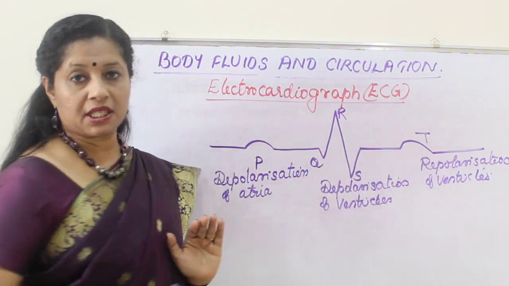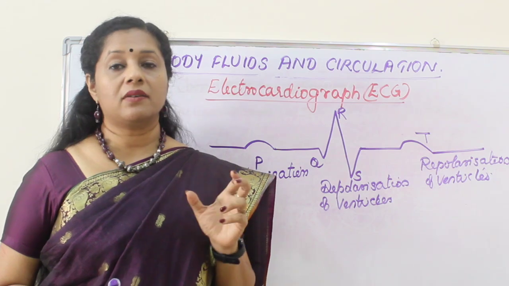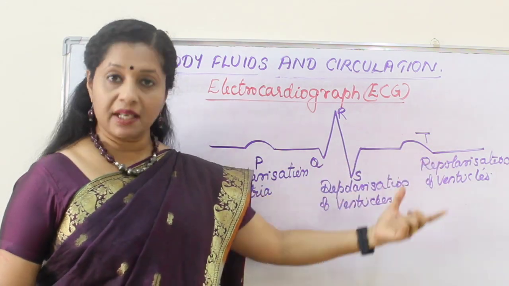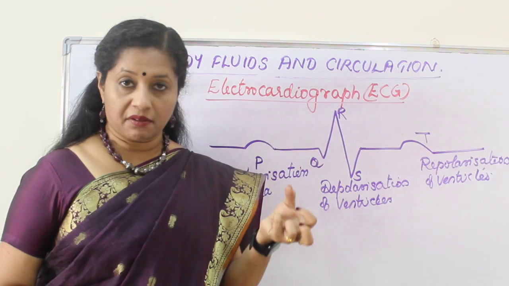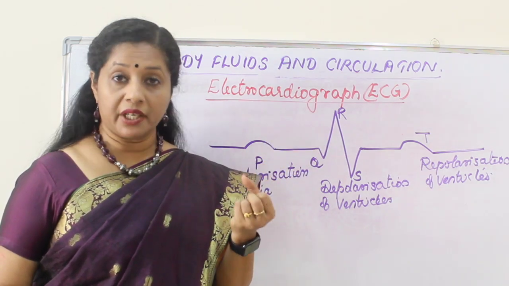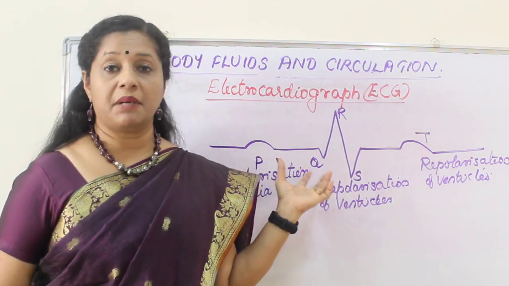So this keeps repeating. But if there is a change in any of this, easily doctors can diagnose a problem with the heart function, and associated with which wave they can see where is the problem. Is it with the depolarization of the atria, or the depolarization of ventricle, or delaying of the repolarization of the ventricle. All these details can be derived from this.